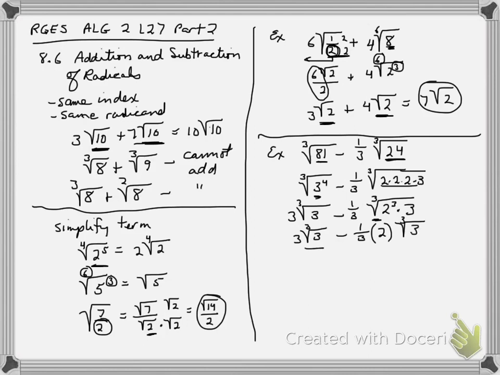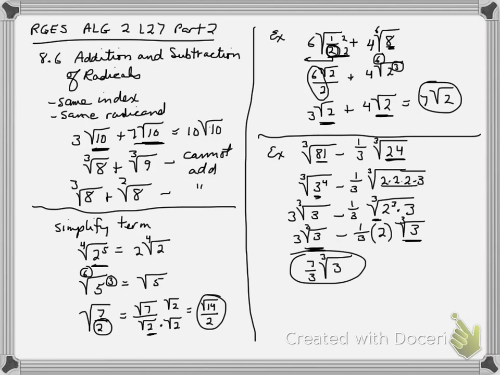Now notice what I have. I have the cubed root of 3 and the cubed root of 3. So I can now subtract these. This is 3 minus 2/3. Well, 3 minus 2/3 is 2 1/3, which is the same as 7/3, the cubed root of 3.